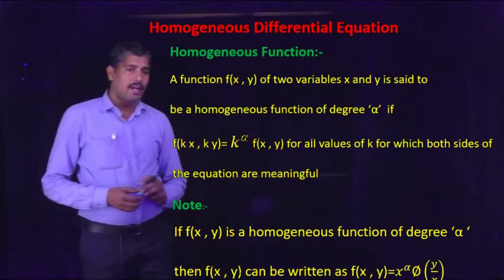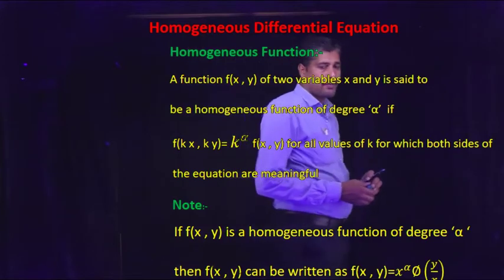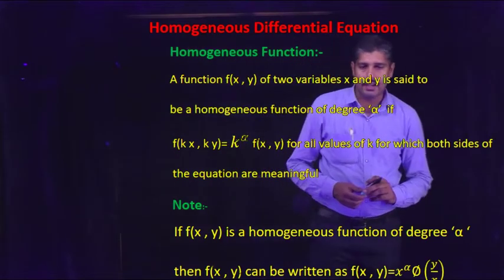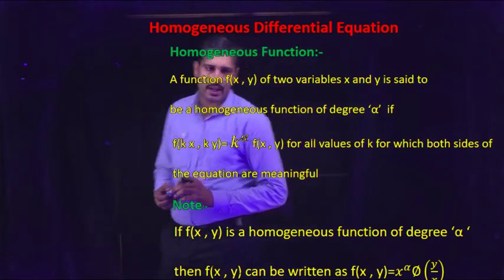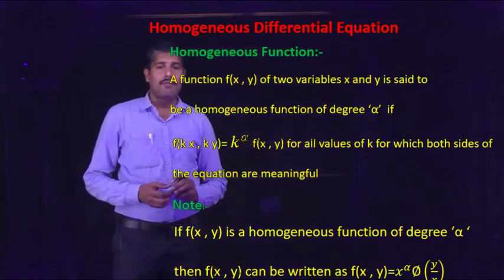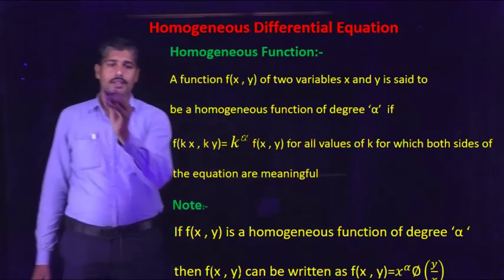Another way we say it: if f of x comma y is a homogeneous function of degree alpha, then f of x comma y can be written as f of x comma y equals x power alpha into phi of y by x.